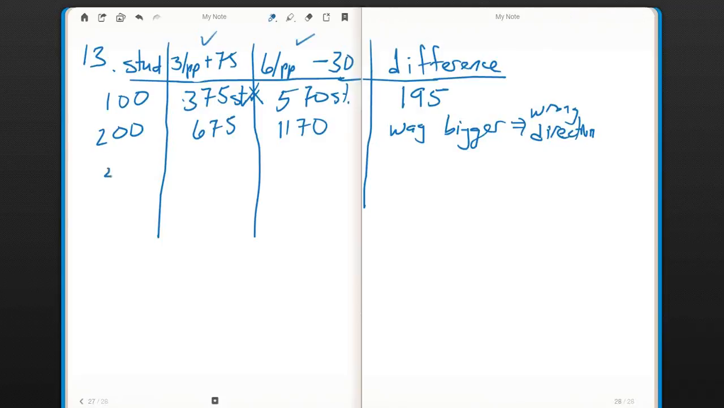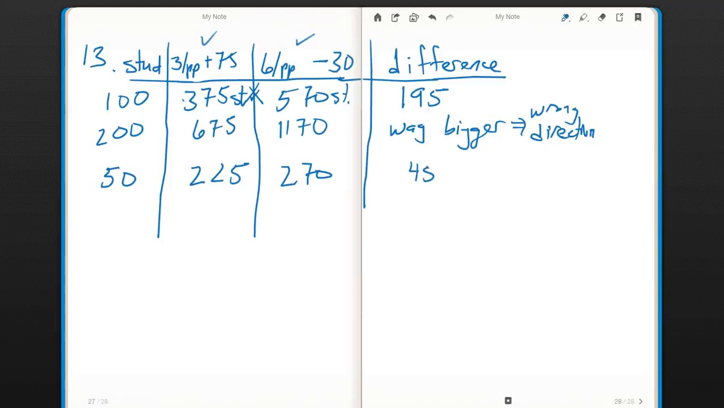So then I went the other way and said, well, what happens if he has 50 students? If he has 3 stickers per person, that's 150 stickers, and he has 75 left. That means there's 225 stickers. 6 times 50 is 300, minus 30 is 270 stickers. Now my difference is only a difference of 45. That's getting in the right direction. I went from 195 down to 45.